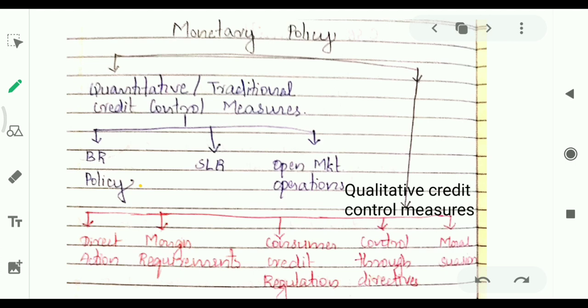It also plays an important role in correcting unfavorable balance of payment position and bringing the non-banking financial intermediaries under the control of the banking system.